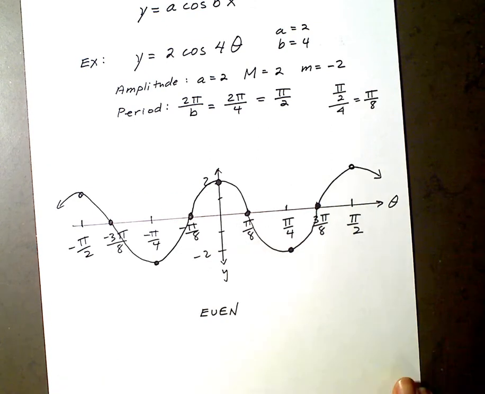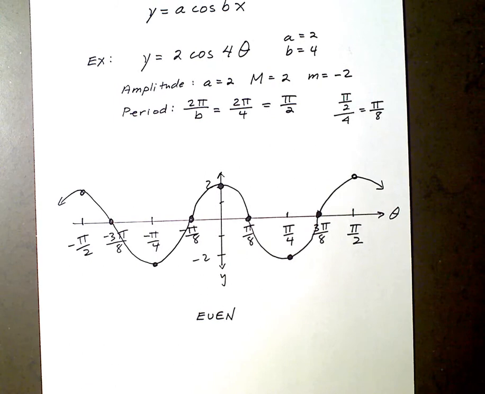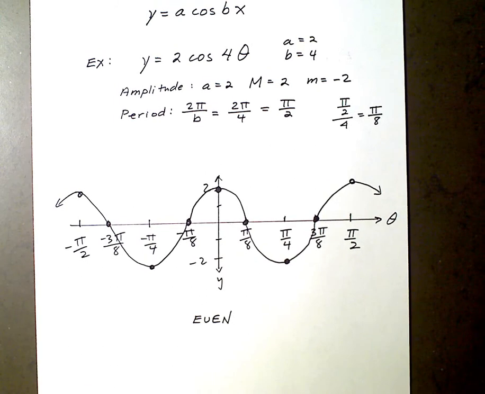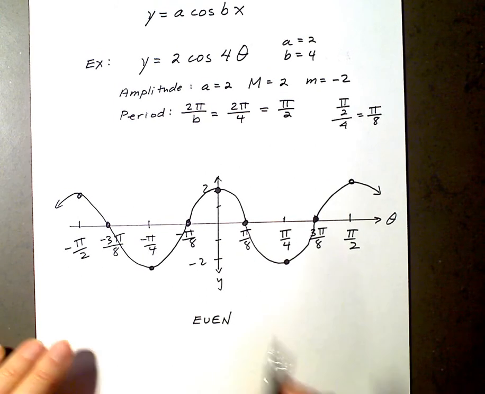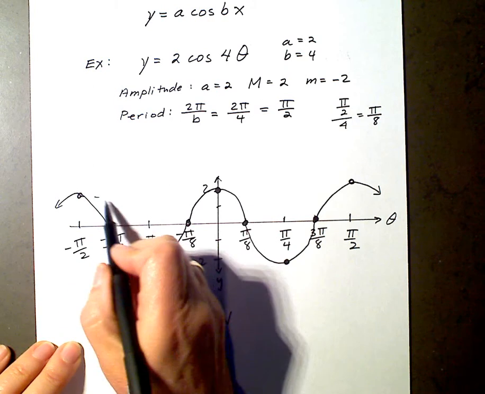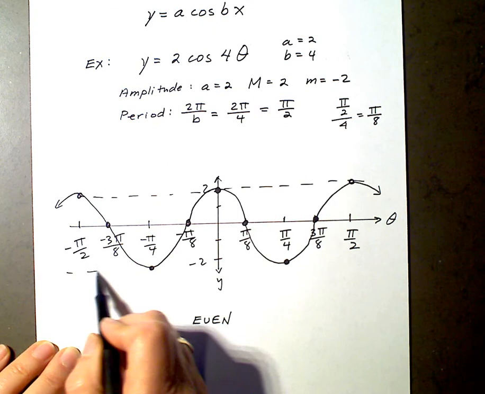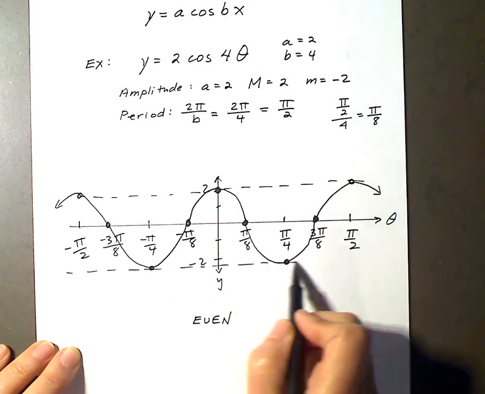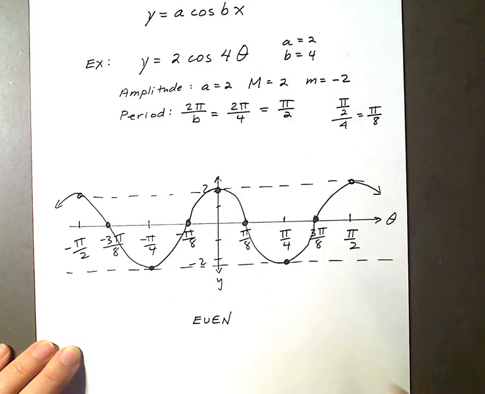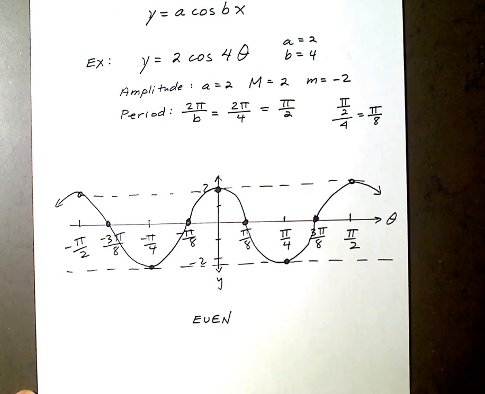Okay, so that is 2 times the cosine of 4 theta. And what I usually do is I dash in my max and my min, because I know the function is going to have a range in y inside that band, and it helps me plot the critical points.